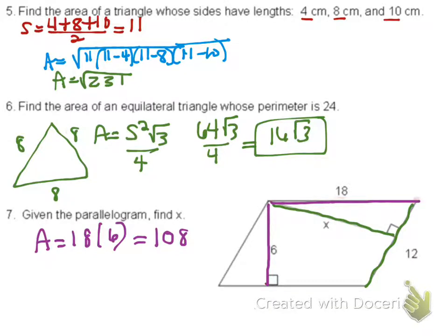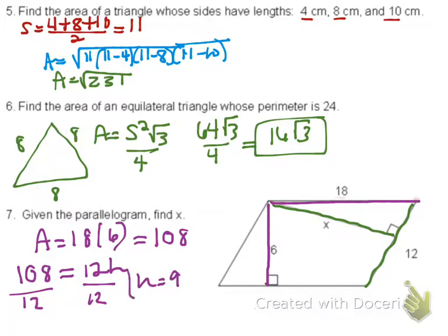Okay, well, if that's the case, now I can use what I put over here in green. I can use that height and that base, and I can just re-plug it into the formula. So the area I now know is 108 equals base, which is 12, times height, which I don't know. Divide both sides by 12, and so the height is 9. So that's one way of doing it.